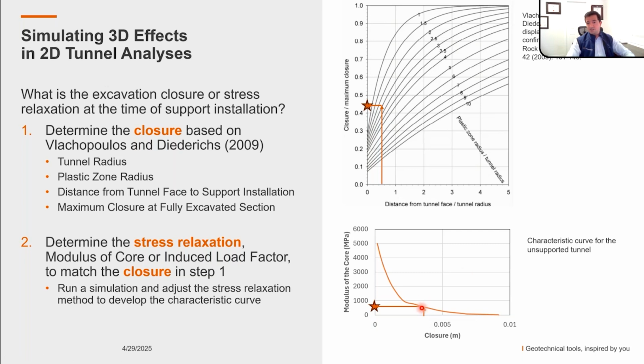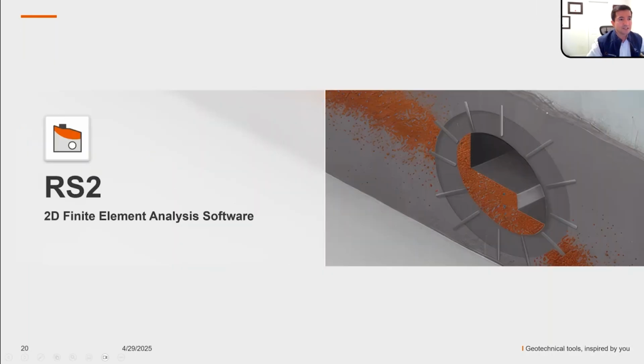If you match this closure with the one that you find here, it's going to give you the value for the modulus of the core that you need to apply to the system, or the factor that you need to apply to that induced load factor. So based on that, you can actually mimic a lot of those 3D effects in a 2D analysis, and that's how RS2 can be very valuable in tunnel design and analysis. With that, I'll pass the presentation to Gabriela.